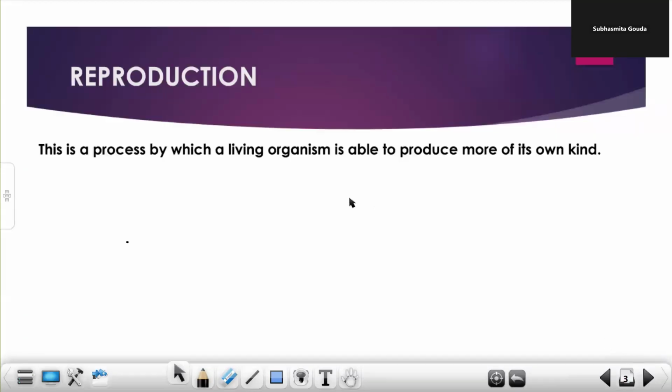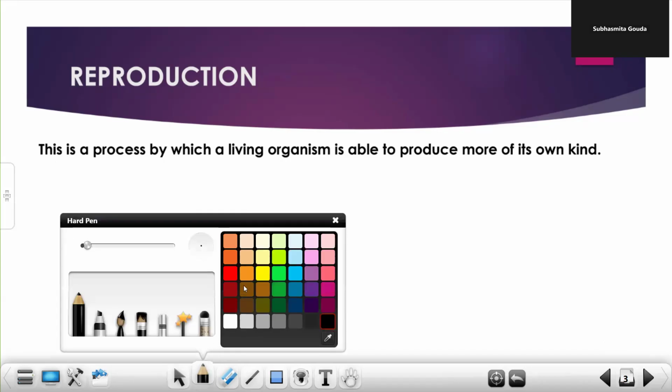First one is reproduction. We all know what reproduction is. This is the process by which a living organism is able to produce more of its own kind.